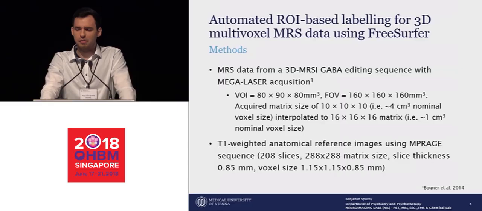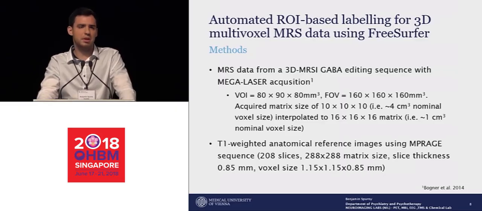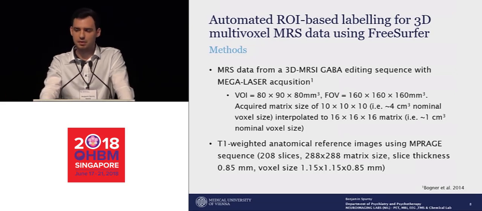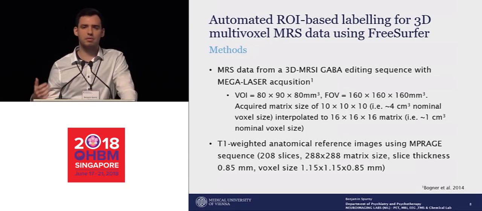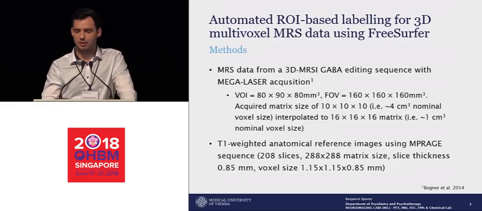So we have a field of view of about 160 millimeters in all dimensions, and a volume of interest of about 80 times 90 times 80 millimeters. So we get in the end a voxel size of about 1 cubic centimeter.